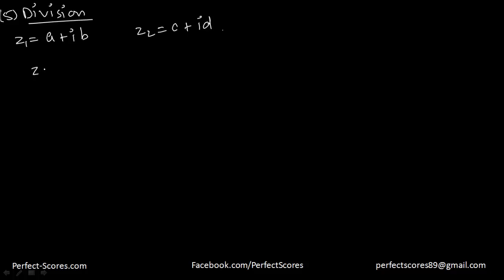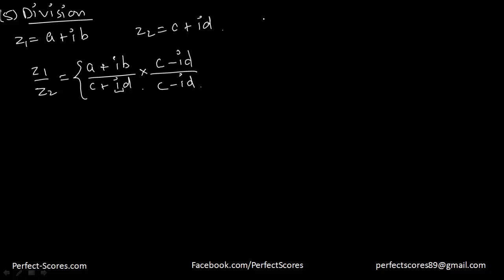Now let's suppose I want to find the division of these two complex numbers: a plus ib over c plus id. Whenever you have this kind of division, the first rule is to get rid of this i here, because you don't keep complex numbers in denominators. So you'll rationalize this. And how do you rationalize this? By multiplying by the conjugate of the denominator. The denominator is c plus id, so you multiply the numerator and denominator by its conjugate, c minus id.